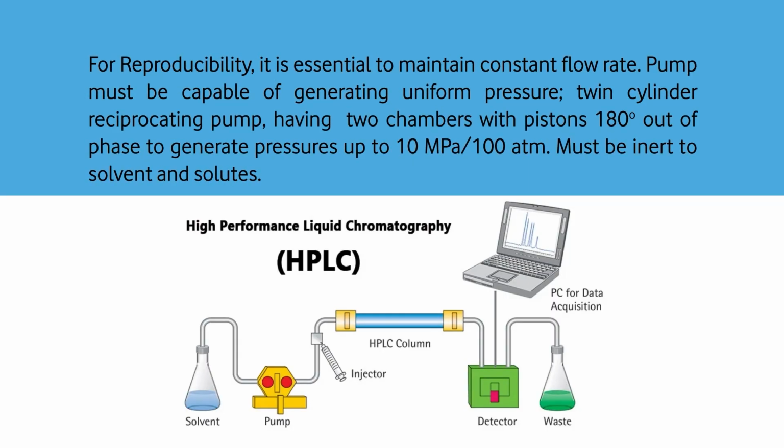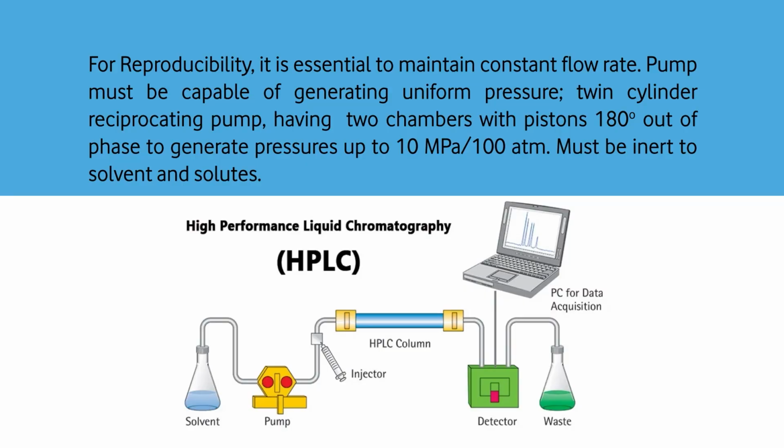And we have already talked that in HPLC, we need to have high pressure. These days, in fact, ultra HPLC is coming, where the pressure is very high. Generally, the minimum pressure of the pump is 100 kg per centimeter square, 100 atmospheric, 10 megapascal. Now, that's a very high pressure. For this kind of pressure, a robust pump should be there.